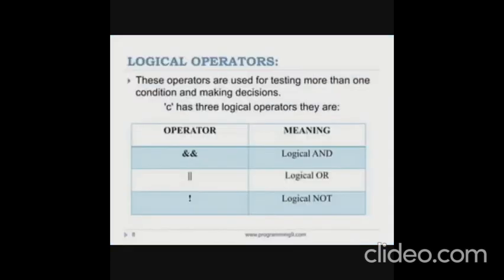And third one is logical operators. All the logical operators are available in C. These operators are used for testing more than one condition and making a decision. C has three logical operators. They are: first one is called AND, second one is called OR, and third one is NOT. For example, AND returns true when all the conditions under consideration are true, and returns false when one or more than one conditions is false.